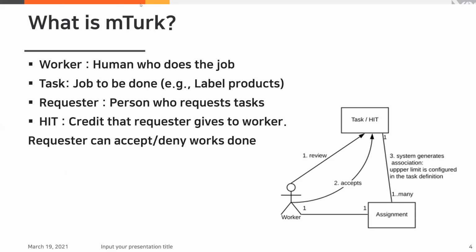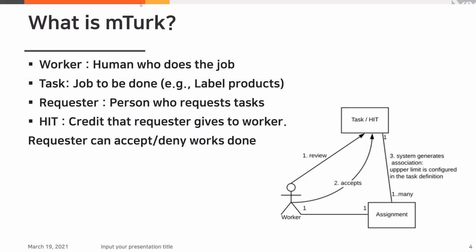So mTurk is comprised of three components. So first is the worker. So workers are the humans who actually do the job. The person who actually labels or makes a bounding box and whatever. Second one is task. Task means a job to be done, like labeling products and etc. Third is a requester.